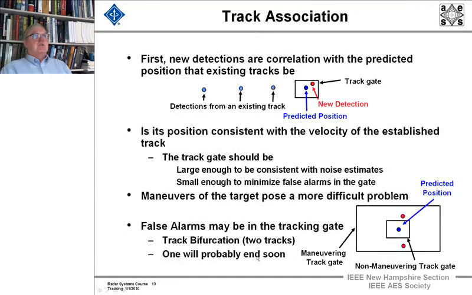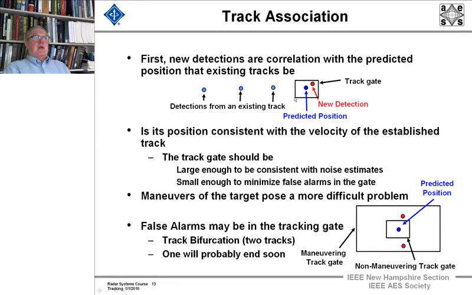Now let's look at track association. Remember, that's only one of the 6 issues. First, new detections are correlated with predicted positions of existing tracks. And here we have predictions from existing tracks. As you would expect, this would have been the first detection, the second scan, the third time you looked. And here would be the 4th one. They look like they're about the same velocity. Here's where you'd expect it to be.